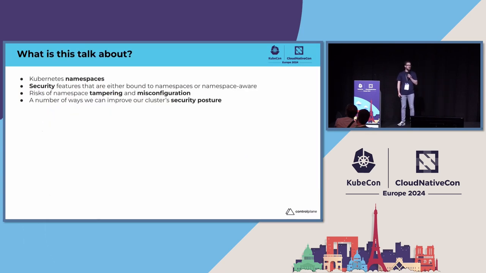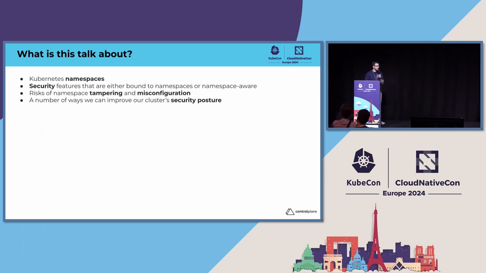So this talk is, you might have well guessed, about namespaces, and the security features that are either namespace aware or bound to namespaces. The reason I want to do this talk is basically to go through what can go wrong if our namespaces aren't configured properly from the security standpoint, or someone can tamper with their configuration. And what I also want to leave you with is a number of mitigations you can effectively enforce in your clusters if you're running any in production. And you will see this is nothing expensive, actually.